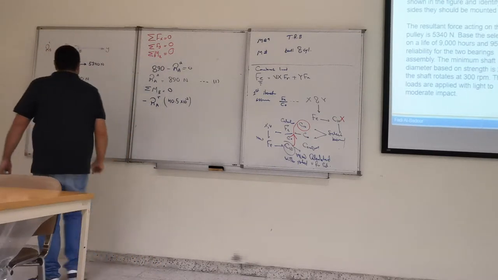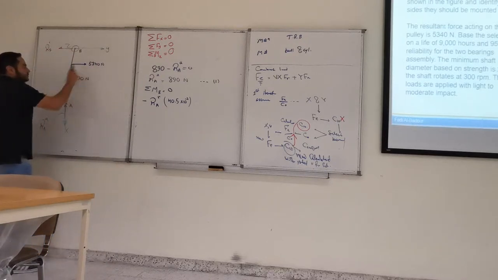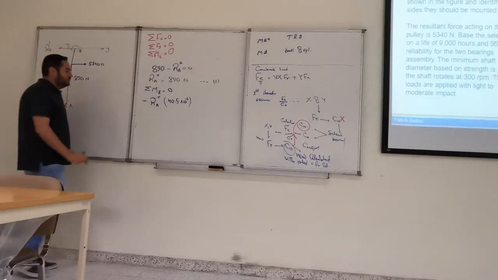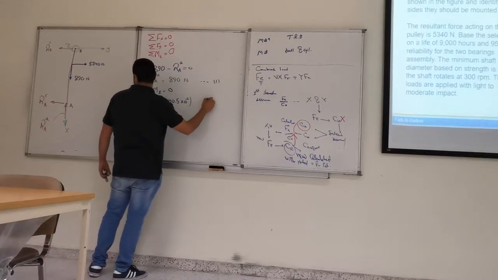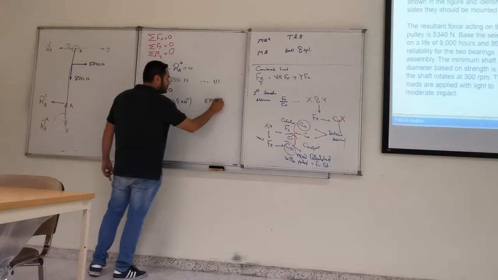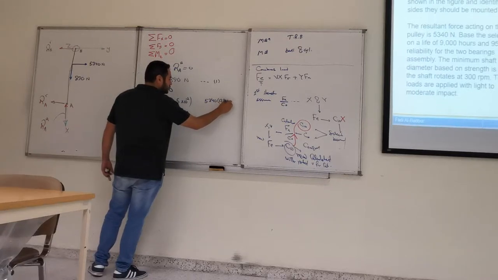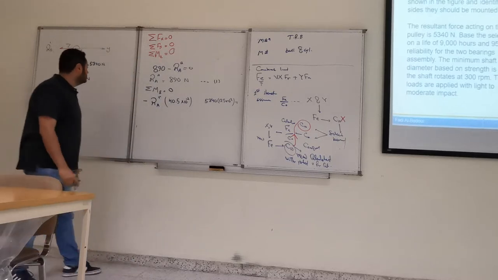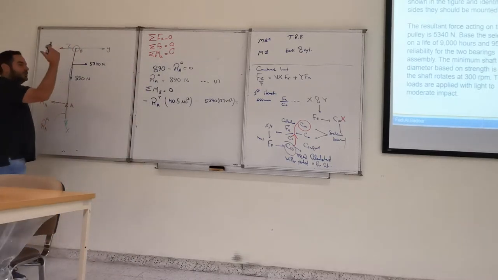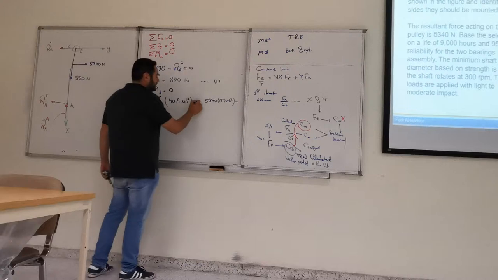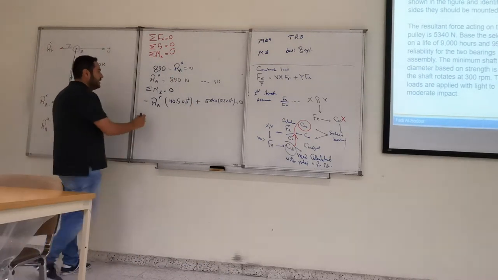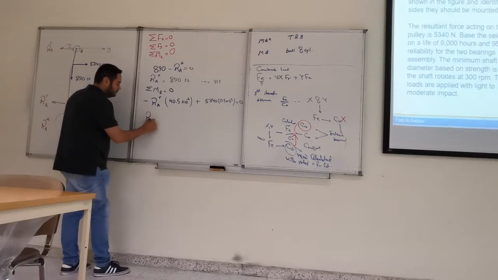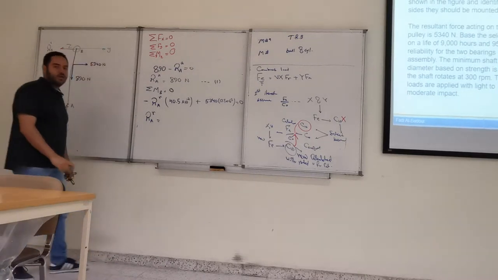The second moment is caused by the 5,340. So here, a plus or minus: 5,340 times 13.5 times 10 to the minus 2, sir? Yes. And the positive, this is plus or minus? Positive, because it's outside. So here I put the plus sign. This should equal zero. Okay, now you can find RA, R. Find me RA, R.